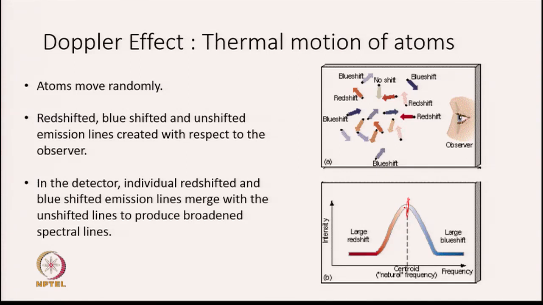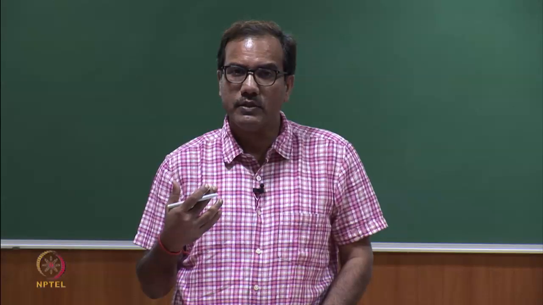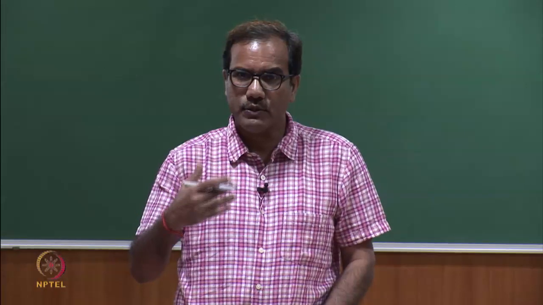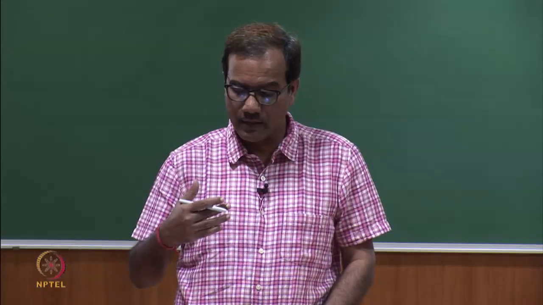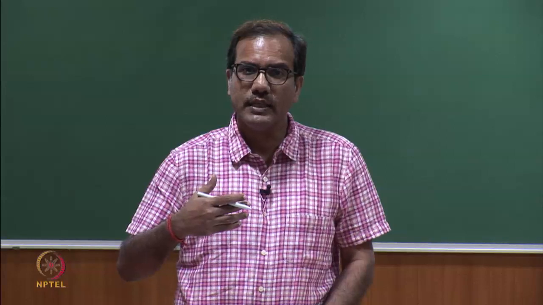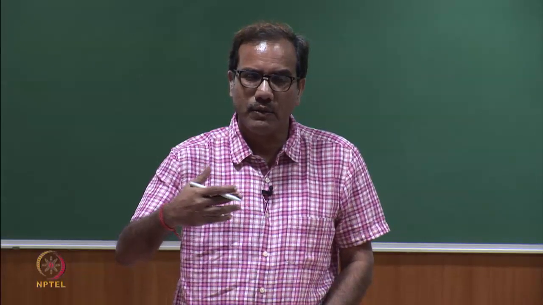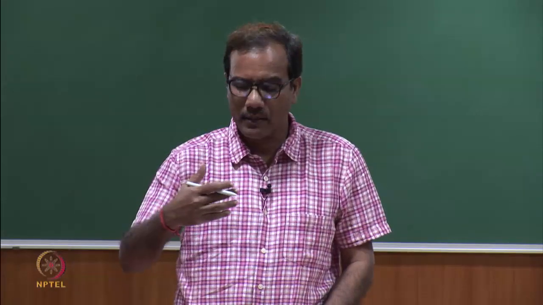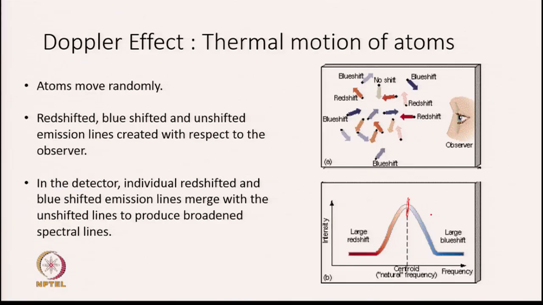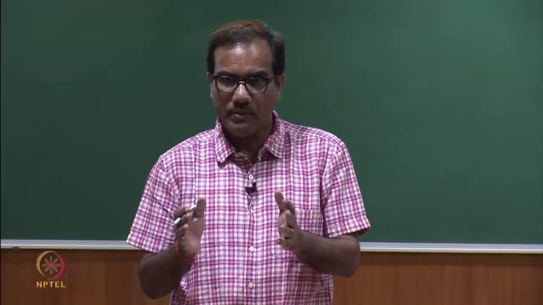of those molecules. Some of the molecules are at random positions, and some of them are going away from the detector and some are coming towards the detector. Those which are going towards the detector will have a blue shift, and those which are going away from the detector will have a red shift, and so your line will be broadened.